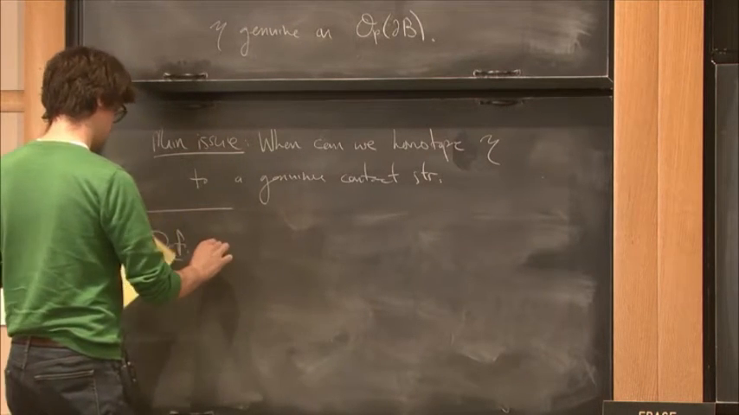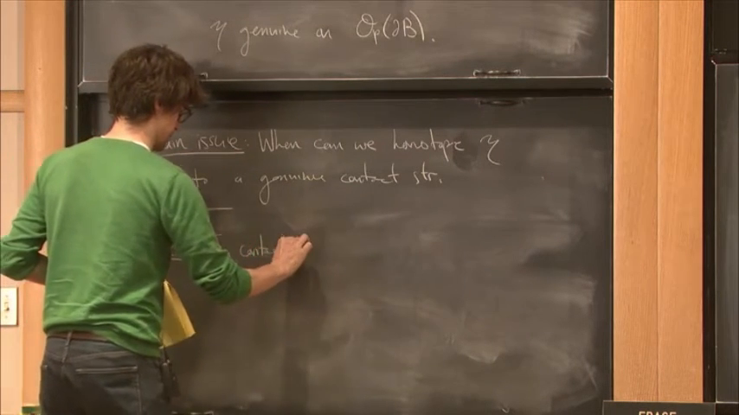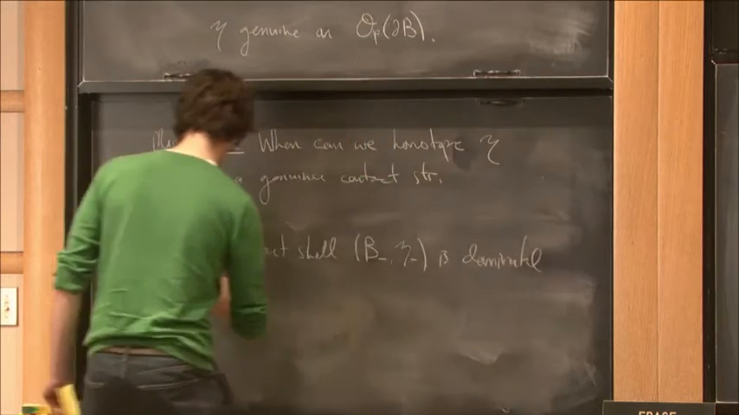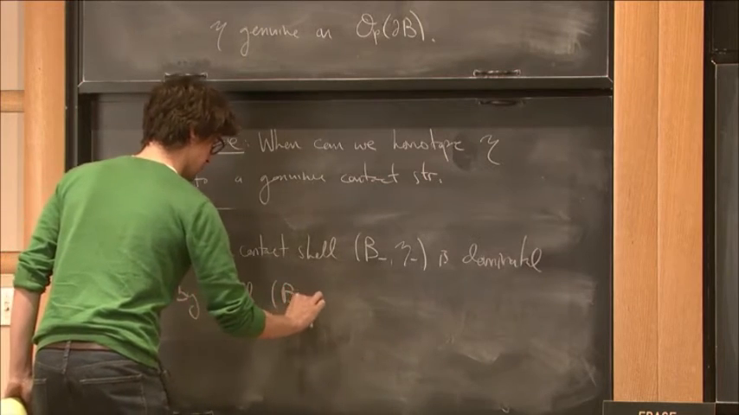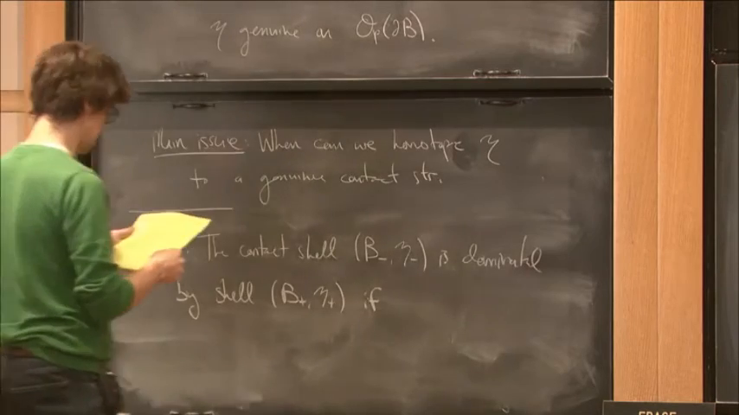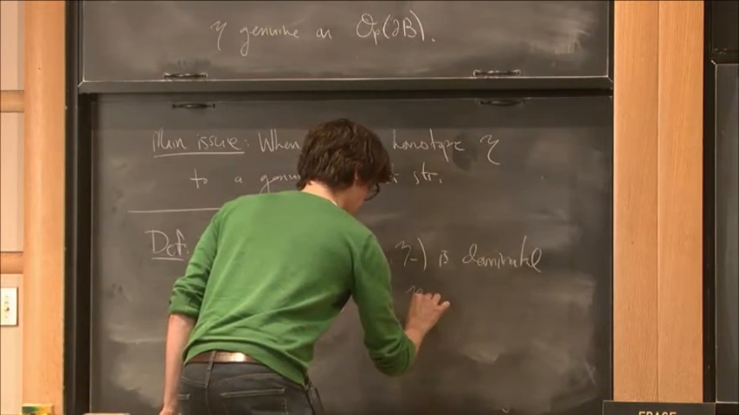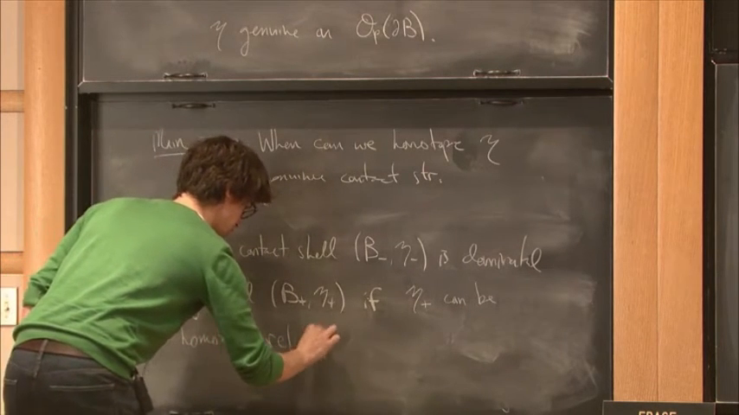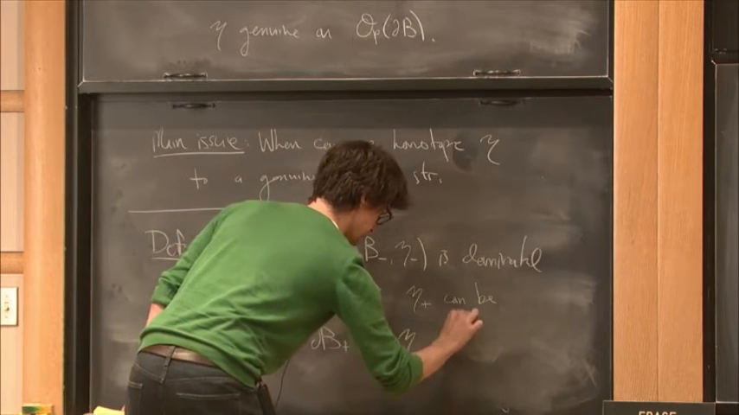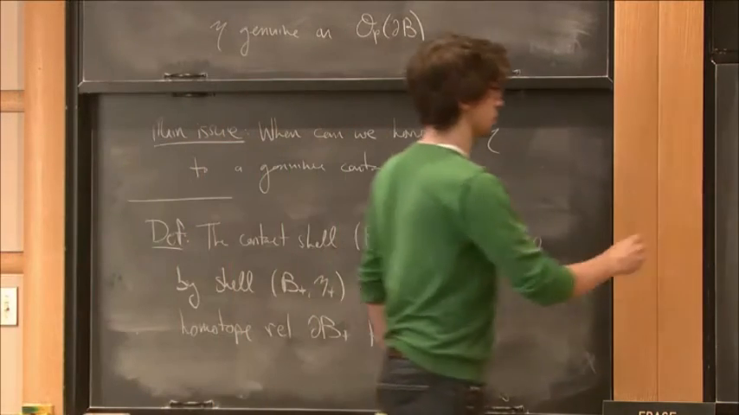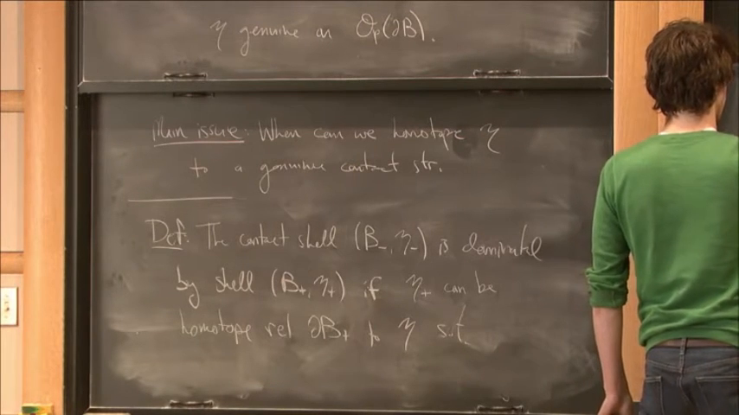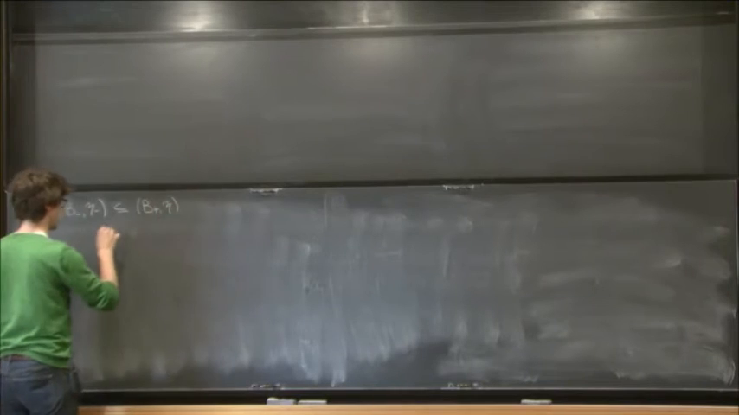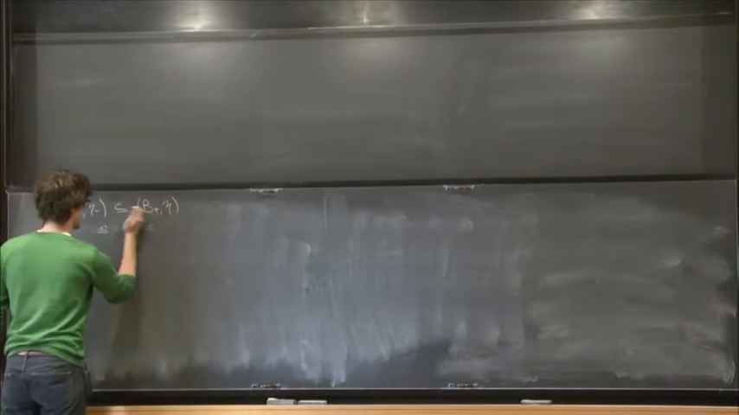So I'll say that the contact shell B minus, eta minus is dominated by the shell B plus, eta plus if eta plus can be homotoped rel boundary of B plus to eta, such that one, the smaller shell B minus, eta minus embeds as a contact shell, as almost contact structure.